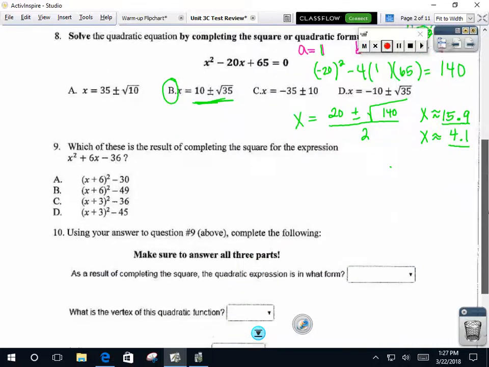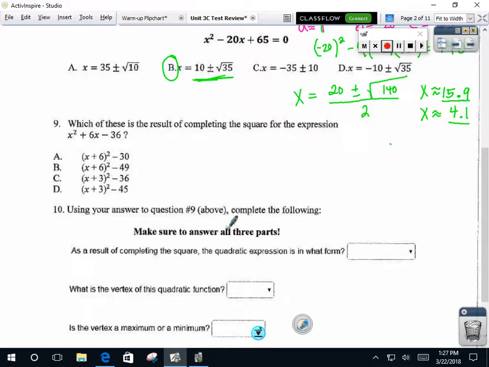Okay, number 9. Which of these is the result of completing the square for the expression? I'm going to quickly go over complete the square, but then I'm going to give you another alternative in case you don't feel like you'll remember how to complete the square. The first thing I would do is set it equal to 0.